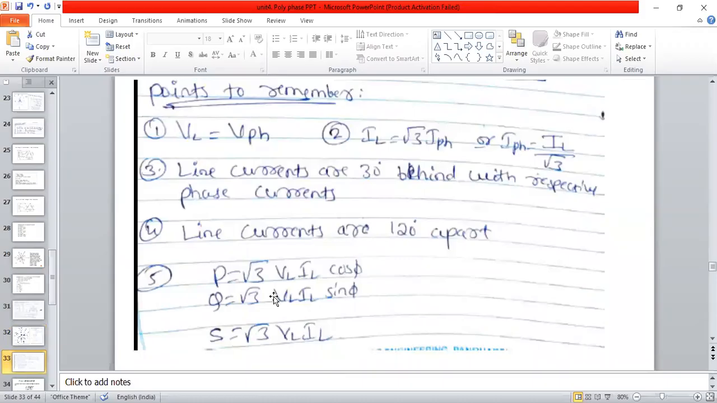Real power P equal to square root of 3 VL IL cos phi. All three equations you write down: real power, reactive power, and apparent power. These all three powers you write down.